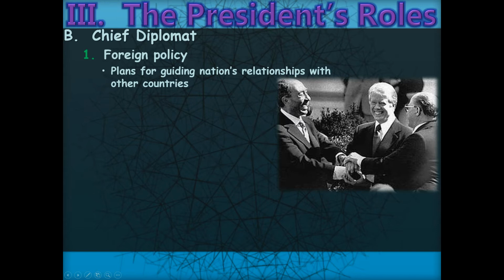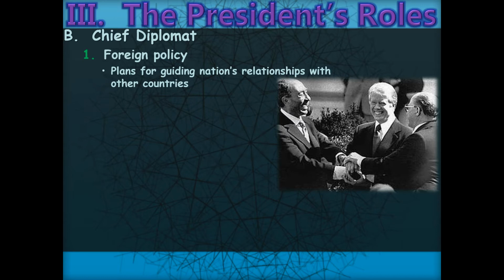All right, the president is also our nation's chief diplomat. When it comes to foreign policy, the president is in charge of basically two types of policy: domestic policy, which is plans for the country, the economy, how things are going to happen within our borders. And then also he is leading in foreign policy, which is the guide for planning how we're going to interact with other countries abroad.